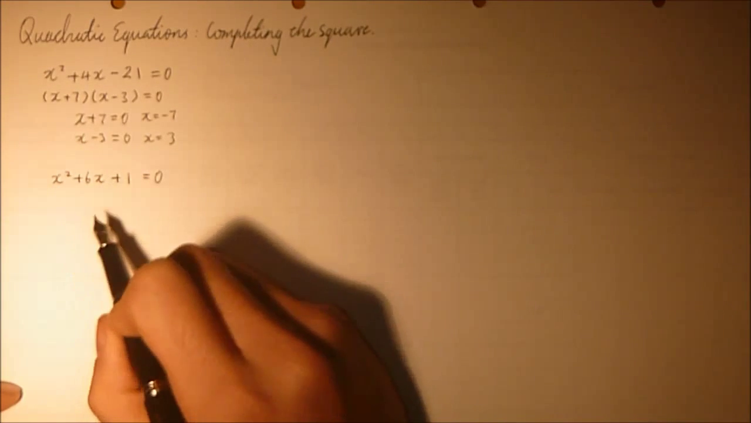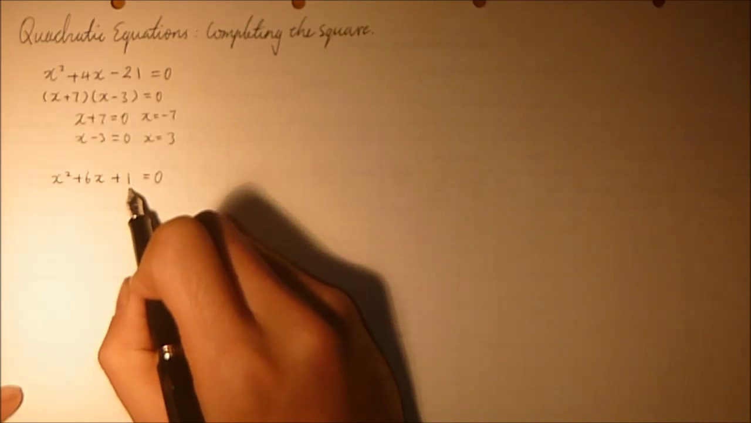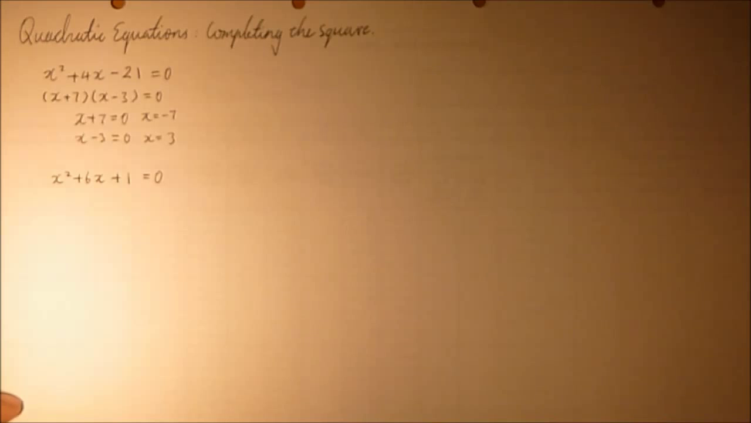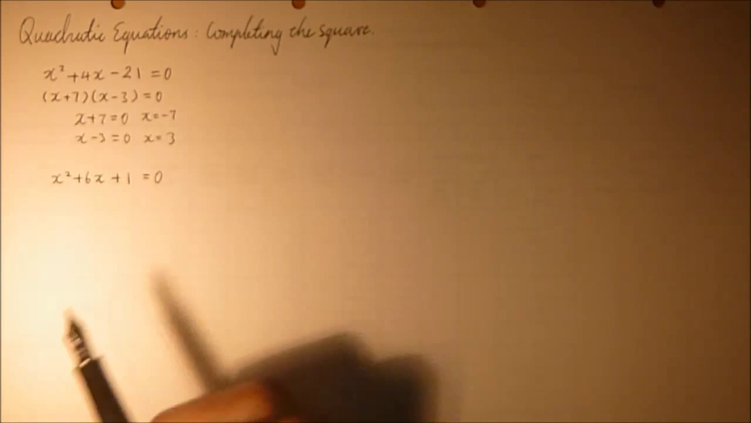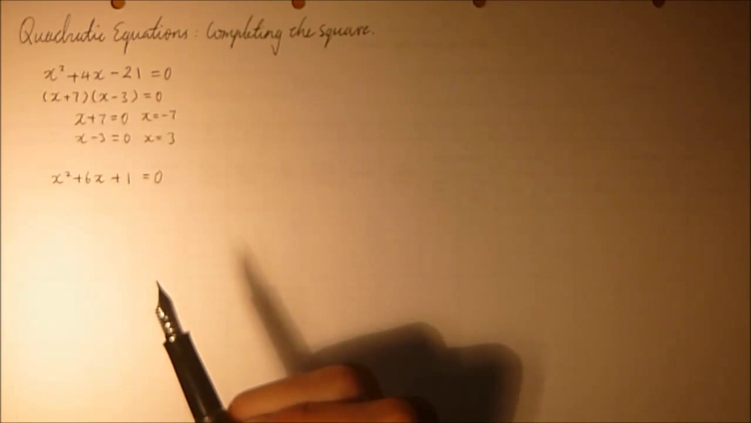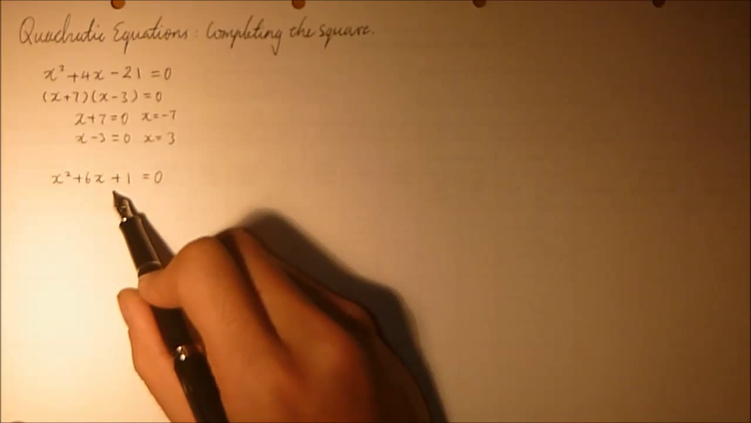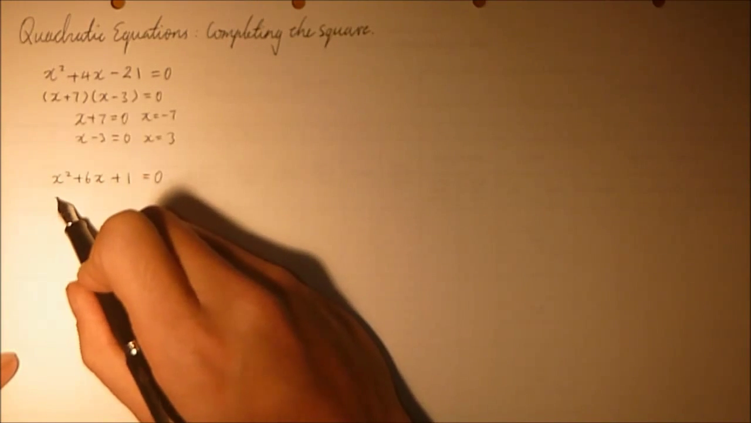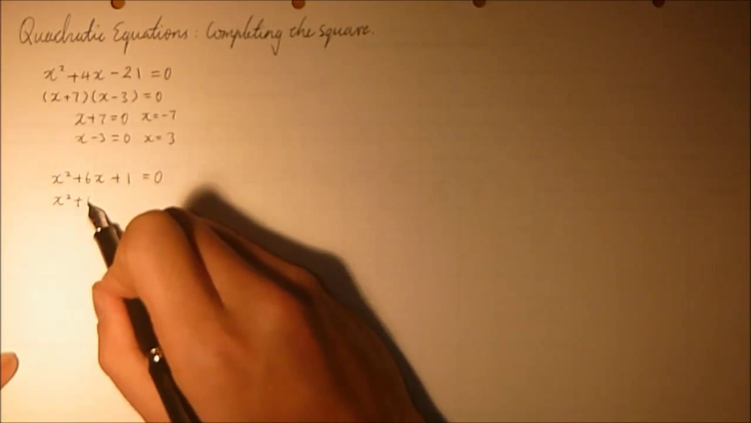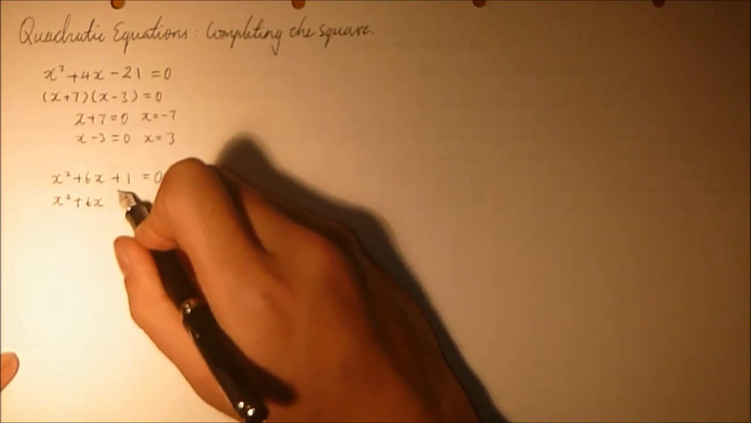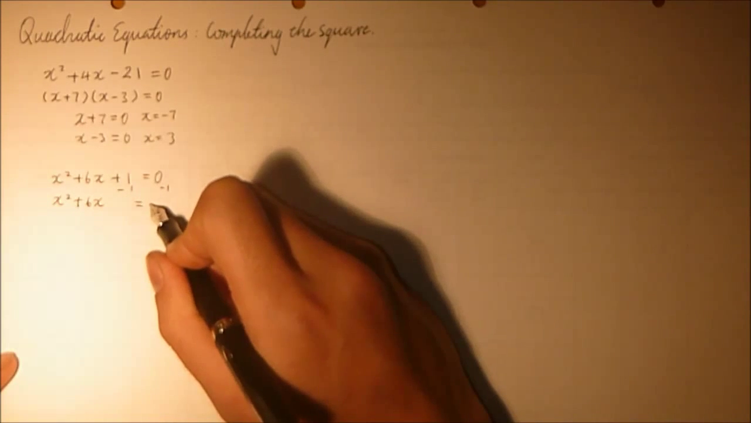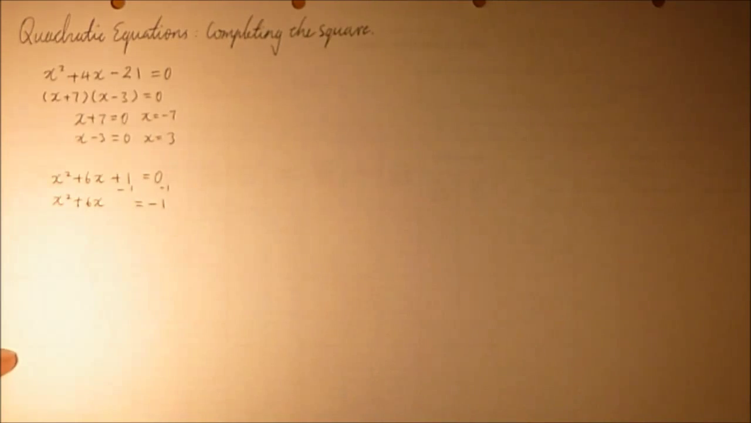And I can assure you that there is no combination that you can get out of 1 that will make 6. So what do we do? That's when we use the method called completing the square. So the first step is that we move the constant term to the other side of the equal sign. So to accomplish that, we subtract 1 from both sides. So we end up with x squared plus 6x equals minus 1.